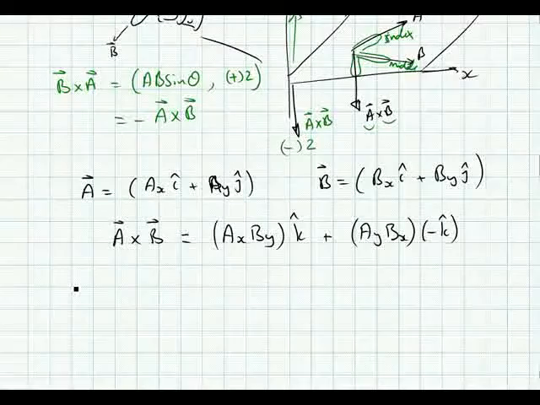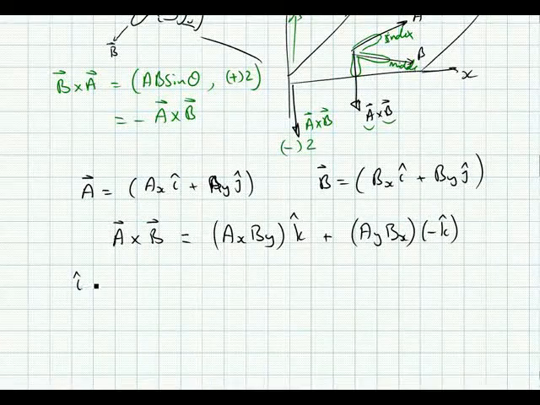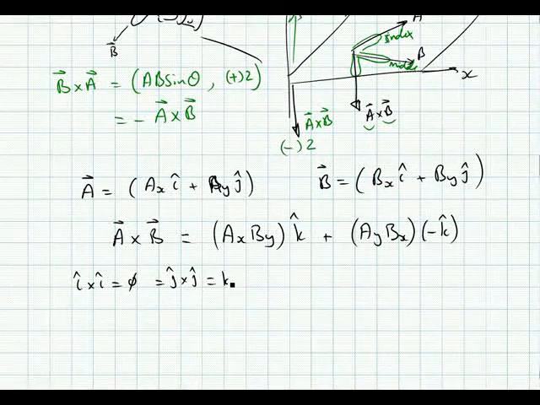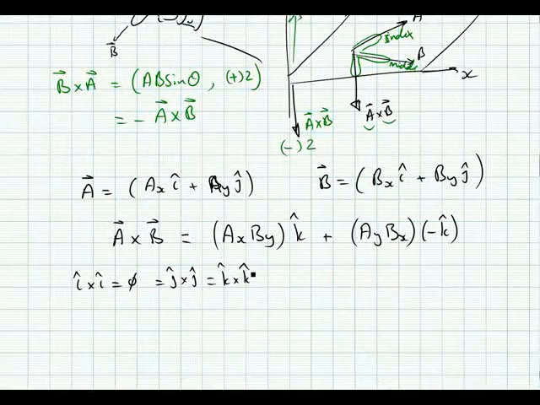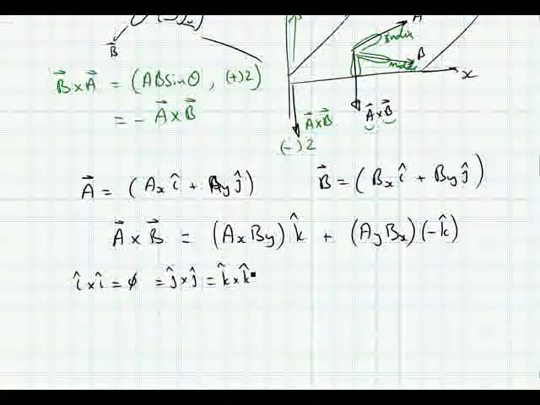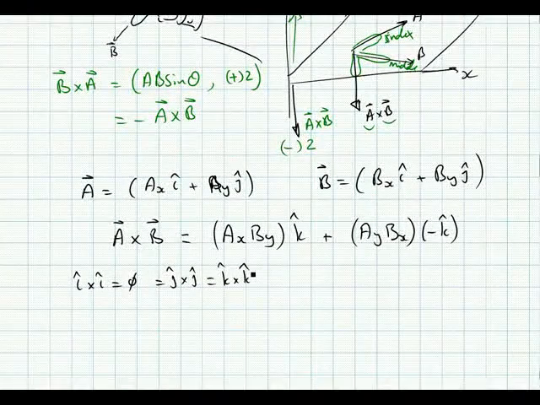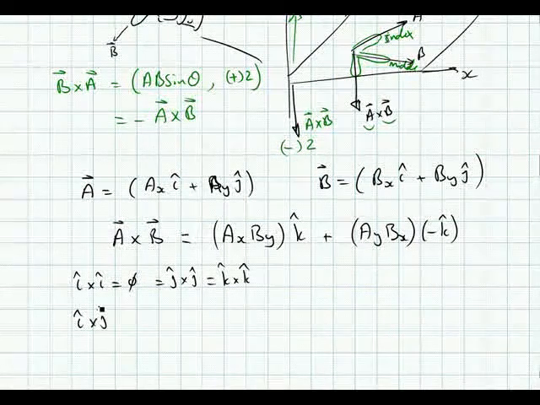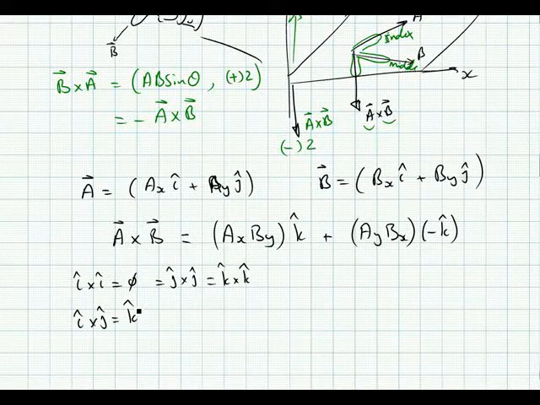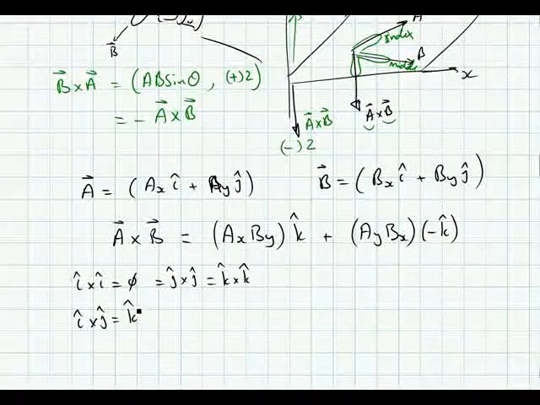Because in evaluating the vector cross product, i cross i is equal to 0, which is equal to j cross j, which is equal to k cross k. Now k is the unit vector along the z-axis. Similarly, if you recall, i is the unit vector along the x-axis, j the unit vector along the y-axis, and k the unit vector along the z-axis. i cross j is equal to k. So if you have a vector along the x-axis crossed with a vector along the y-axis, you end up with a vector along the z-axis.